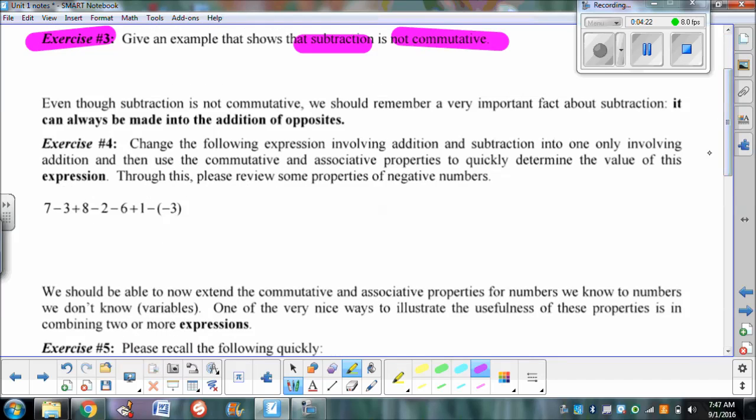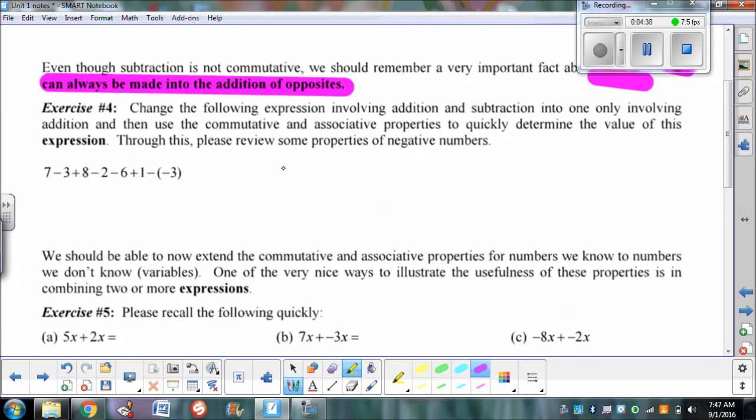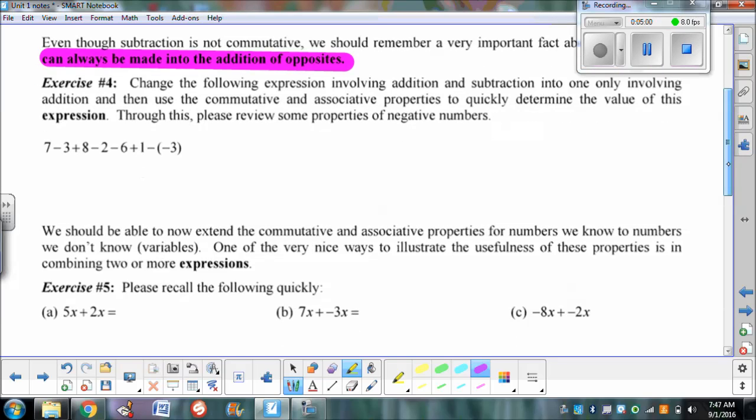Even though subtraction is not commutative, we should remember something. A very important fact about subtraction, it says, it can always be made into the addition of opposites. So what does that mean? So in exercise 4 it says, change the following expression involving addition and subtraction into one only involving addition, and then use the commutative and associative properties to quickly determine the value of this expression. So we're going to evaluate it in the end. Through this, please review some properties of negative numbers. Okay.